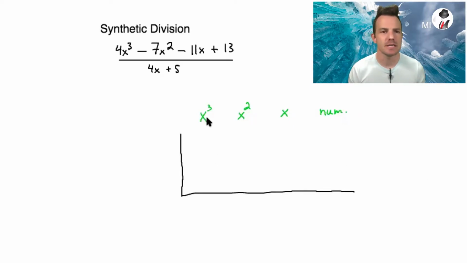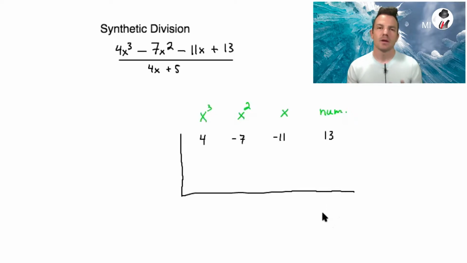As you start to fill these in, you'll see that x cubed was touching the 4, x squared was touching a -7, x was touching -11, and the number on the end was a +13. If you're missing something like an x squared, it still signifies that there's a placeholder. You just put a 0 in if it didn't appear in the top of your polynomial. On the outside, whatever's underneath dictates what goes on the outside.